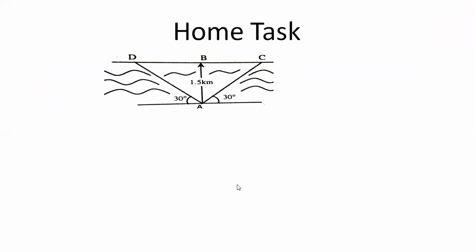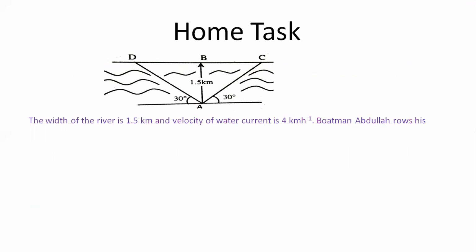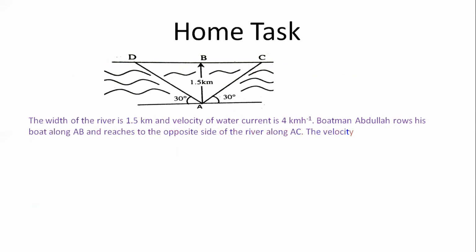Home task for you, observe this diagram. The width of the river is 1.5 kilometer and the velocity of water current is 4 kilometer per hour. Boatman Abdullah rows his boat along AB and reaches the opposite side of the river along AC. The velocity of the boat is 3 kilometer per hour.